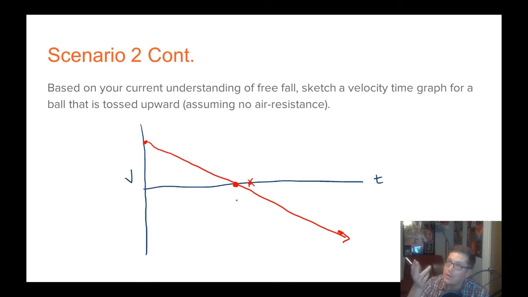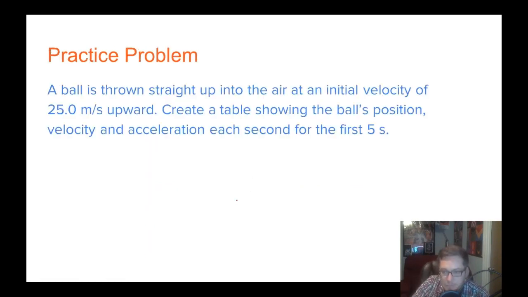So we throw it up, and it comes back down. That's what the velocity does, right? It started very fast, slowed down, stopped, and then it started speeding up as it fell back down. Okay, kind of bizarre, right? All right, so here we go.